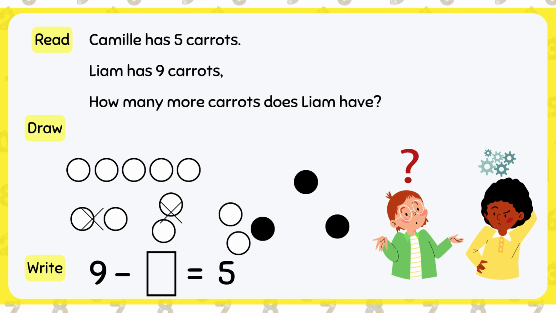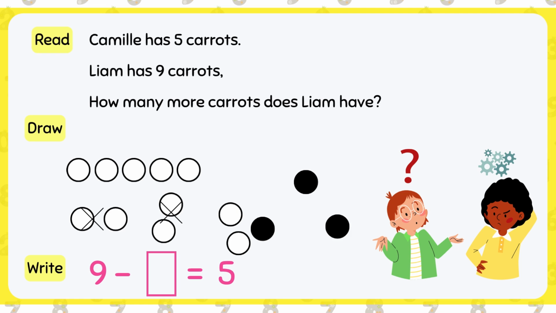Yeah, that's a good question to ask because I know that I use the read, draw, write strategy so I have a plan, but also a smart way to solve the problem. And it does not look like I used the plan and did it in a smart way, right? Because look, it says Camille has 5 carrots and Liam has 9, but look at all the circles I drew. I can't even tell which ones are Camille's and which ones are Liam's. Oh boy, that's kind of a disaster, right?